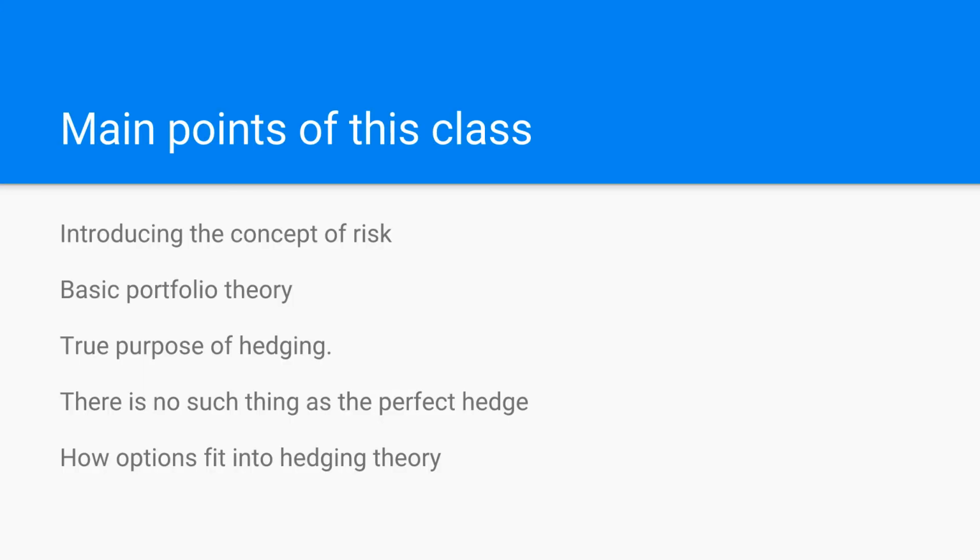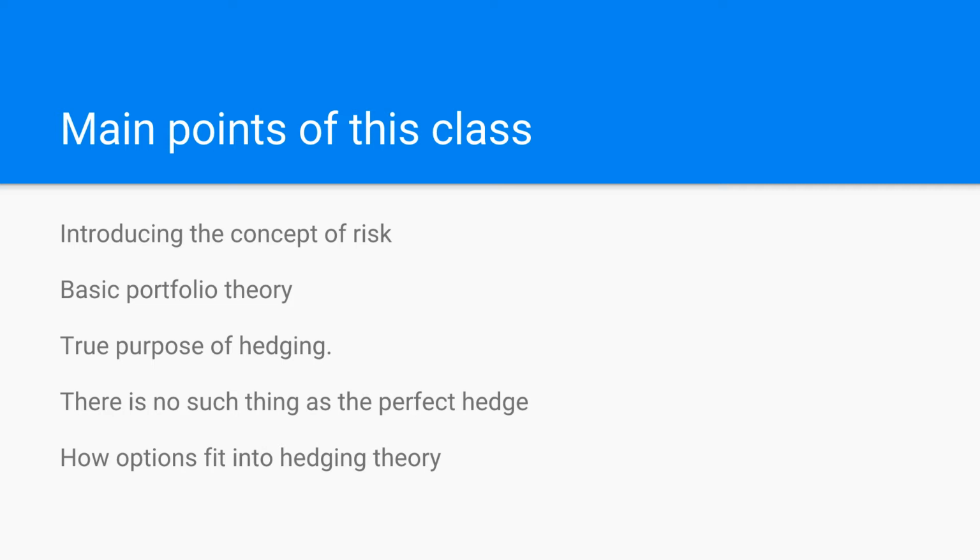So the main points: I'm going to introduce the concept of risk, show you a little bit of portfolio theory, and then with that, I will reveal what is the true purpose of hedging. I guess most of you think that hedging is done just to protect against a downside that is going to happen. But that's not quite the true purpose of hedging. Hedging has a more mathematical purpose, a more finance-oriented mathematical purpose. So hopefully you will get it from this presentation.